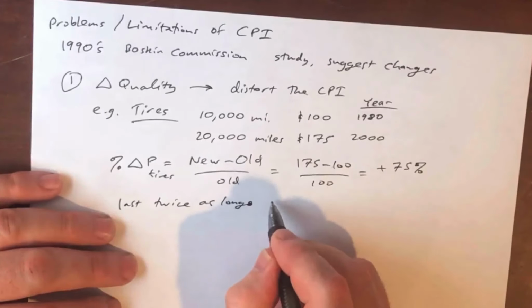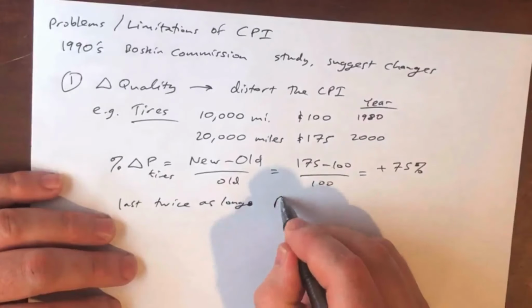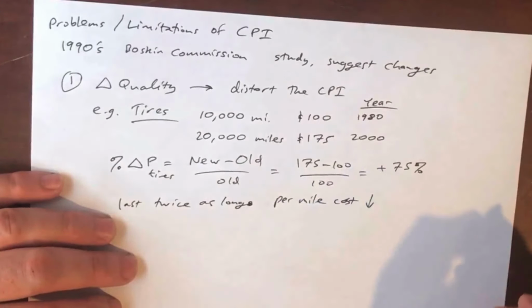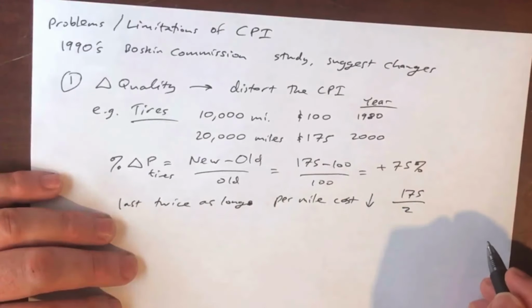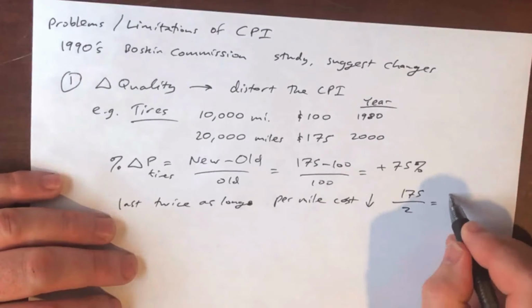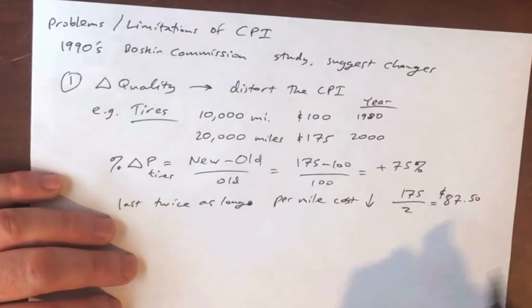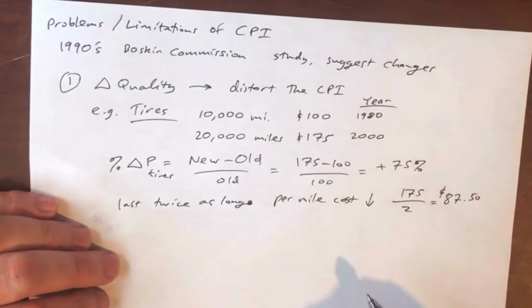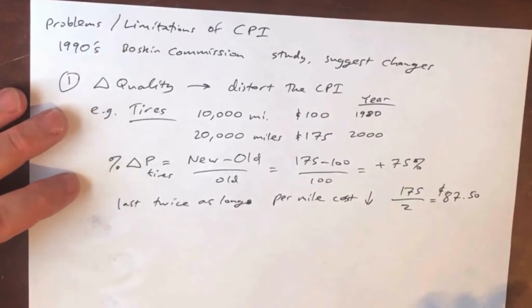So what's really happened is the price has actually gone down, right? The per mile cost has decreased, right? It's 175 divided by 287.50, right? So the per mile cost of the tire has declined. All right, so that's one issue, okay?